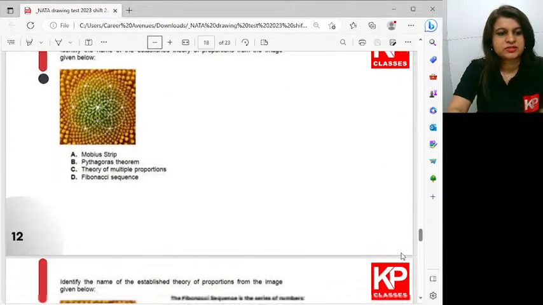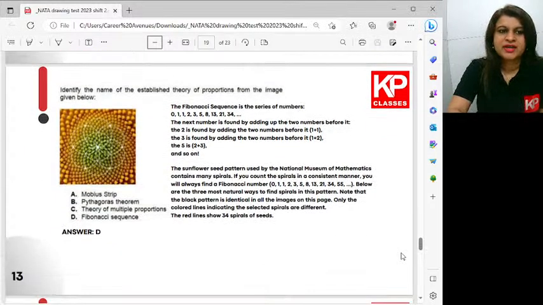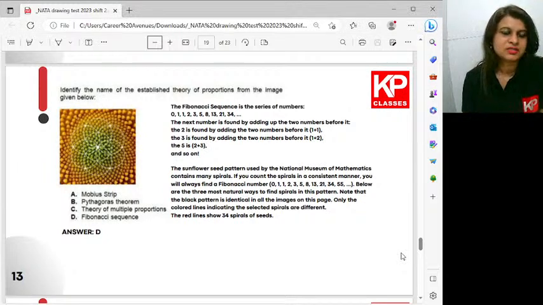Yeah, this one's really very interesting. Identify the name of the established theory of proportions from the image given below. There's an image of a sunflower seed pattern. What is the established theory? It is following the Fibonacci sequence.